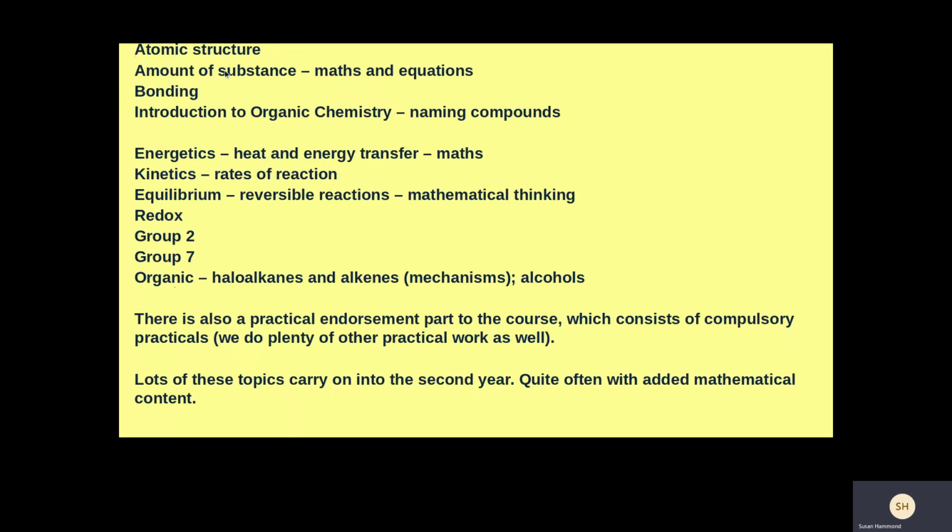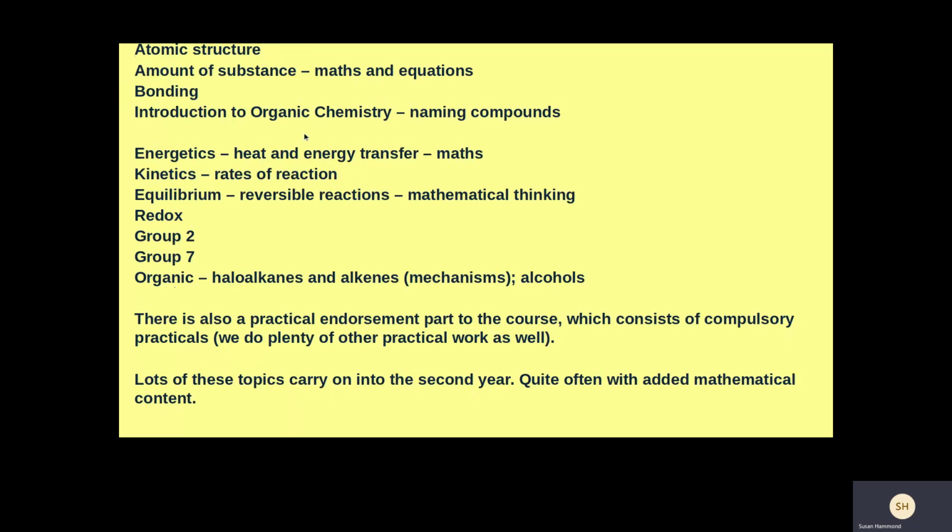So the first year, the first term, it's atomic structure, amount of substance, which really covers maths and equations, things that quite often you will have done at GCSE, but we do a bit more thoroughly, a bit more detail. We have a lot more time to teach at A level. Bonding, where we've mentioned van der Waals forces, we're also looking at ionic and covalent bonding, again familiar from GCSE, and we start with organic chemistry.